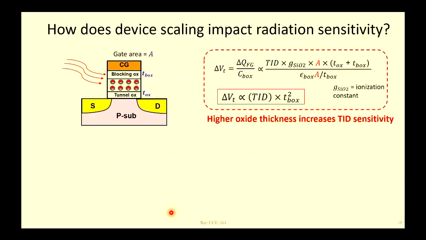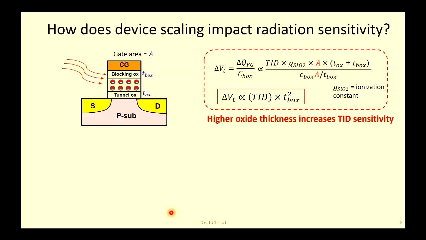Okay, so device scaling. How will device scaling impact this? You have the 90 nanometer node, 45 nanometer node, 20 nanometer node. How does it impact the radiation sensitivity of the flash cell? Looking at the equation, as you go to a smaller technology node, will flash become more sensitive to radiation or less sensitive to radiation?